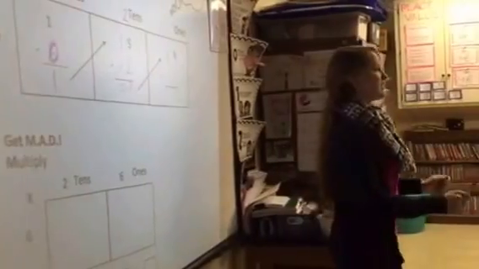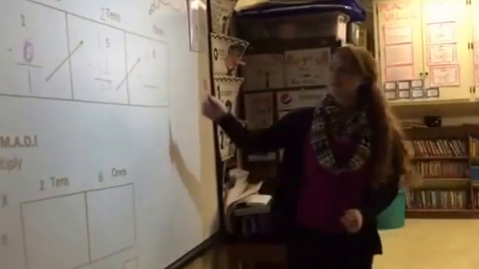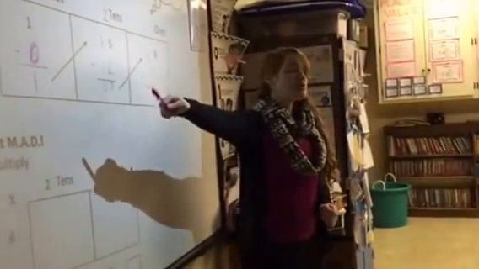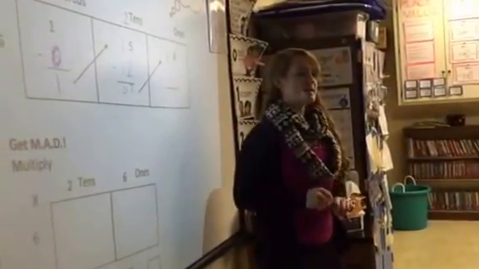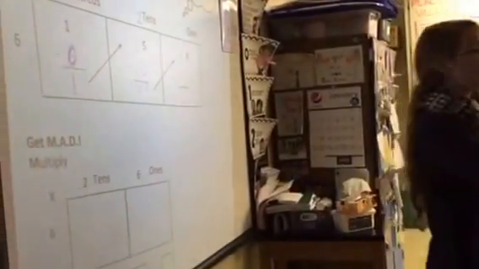Now you really need to know your times tables. If I have 36 ones and there's 6 groups, how many can I put in each group? Without going over, how many? 6. Do you want to come up and write 6? It's the most important number.